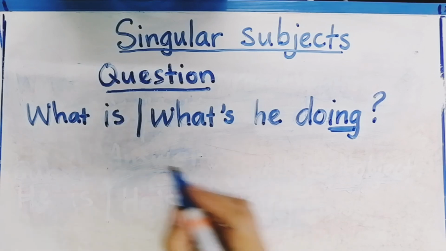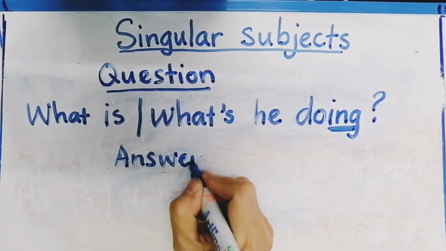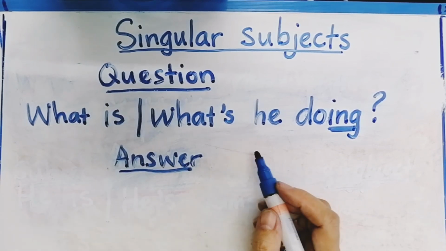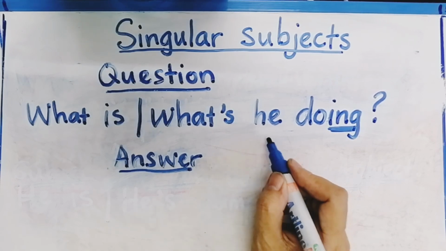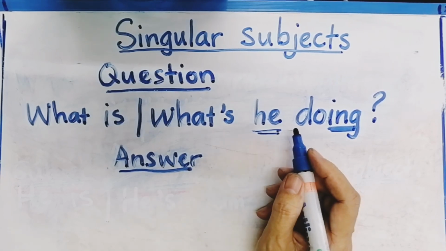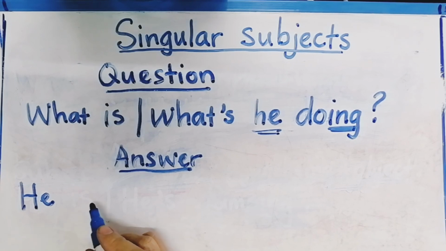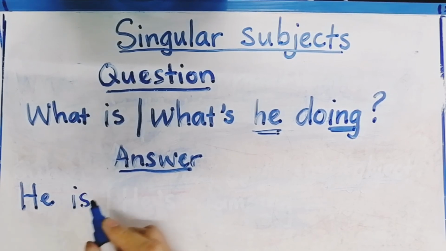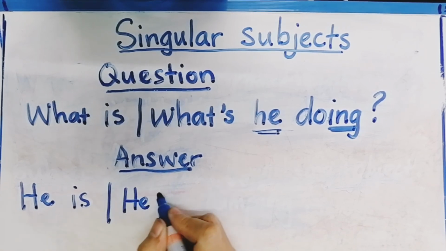And now to answer the question. Remember, begin your answer with the correct subject. Look at the question. The subject here is he. So, you need to start your answer with he. Then, the verb to be. For he is. Or, in contraction form, he's.